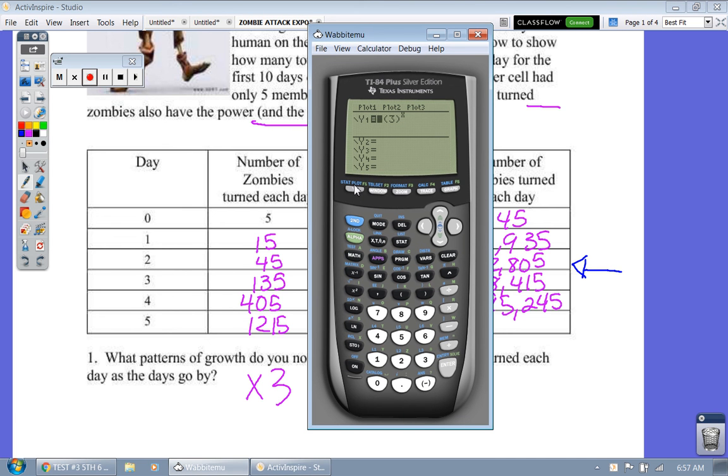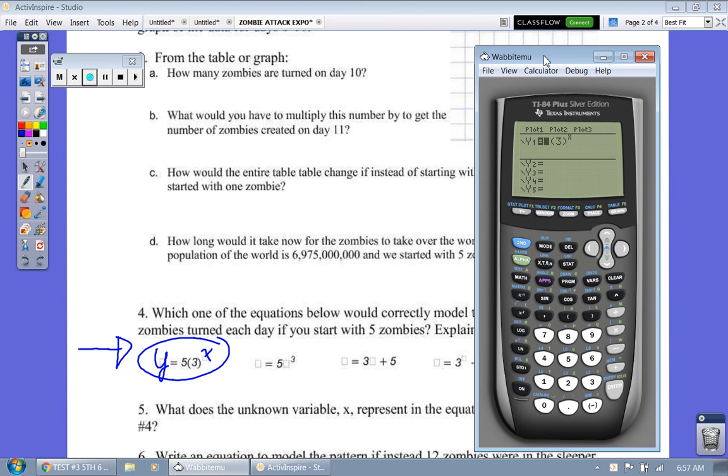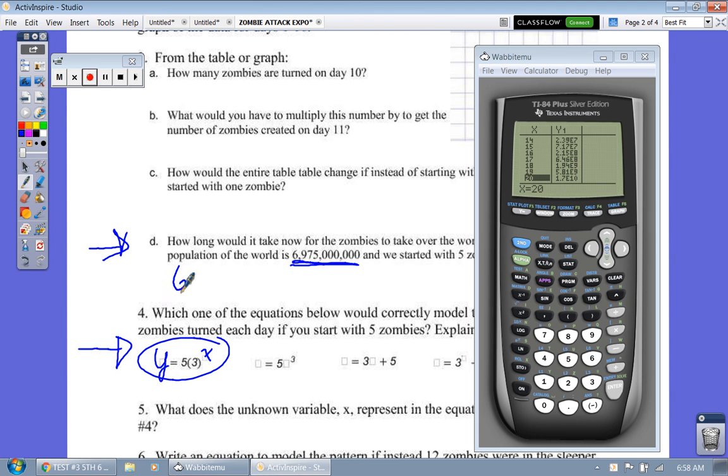So now that I have this equation, if we go to question 3D, we're looking right here. How long would it take to reach almost 7 billion zombies, the entire population? We're looking in the Y column here, and we're just going to scroll down until we see about 7 billion. Now, you have to go back to scientific notation. The way I would write 6,975,000,000 would be 6.975, and the calculator is going to show e to the 9.